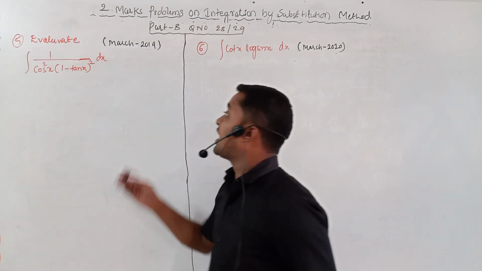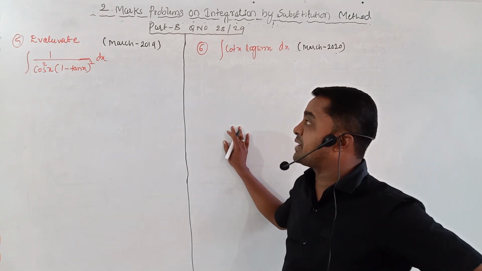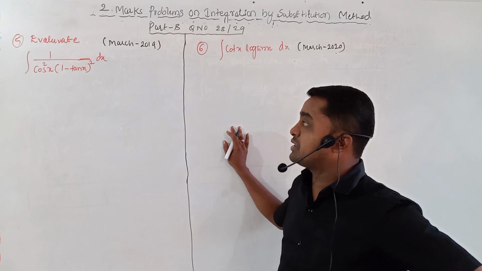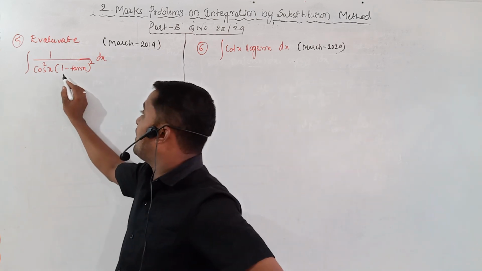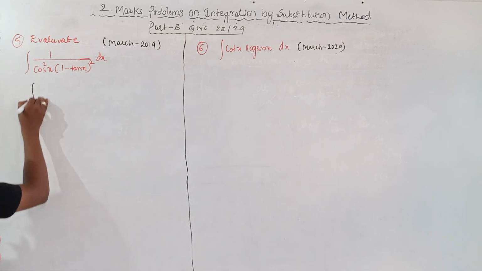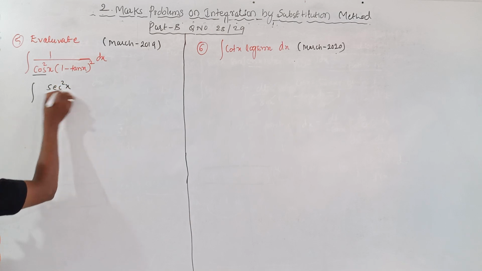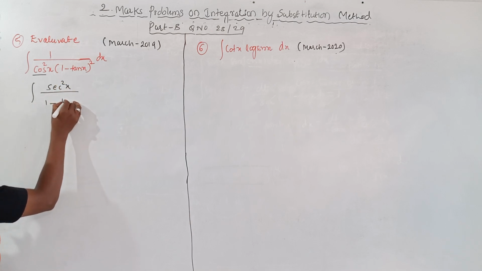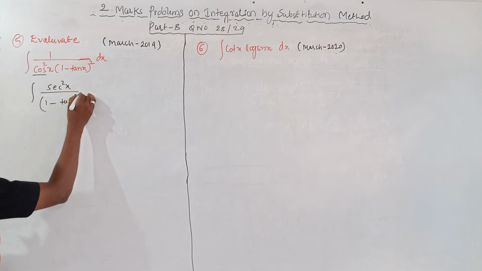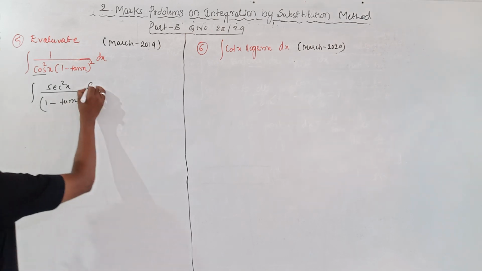Next problem. Evaluate integral of 1 by cos square x into bracket 1 minus tan x bracket square dx, March 2019. See here, 1 by cos square is sec square x. Write the first step: sec square x divided by 1 minus tan x bracket square dx.